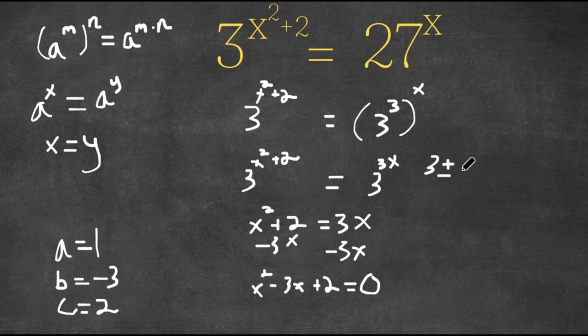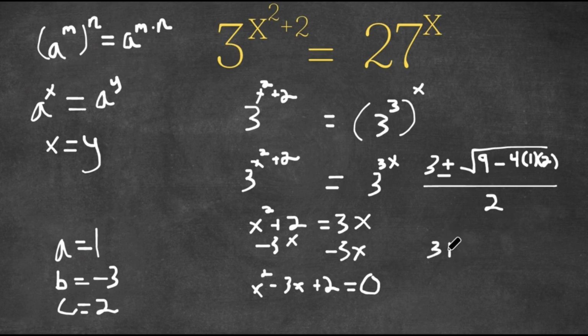So now if we plug this into the formula, we get negative b, so 3, plus or minus the square root of negative 3 squared, which is 9, minus 4 times 1 times c, which is 2. And we are dividing this by 2 times 1, which is simply 2. Now, 9 minus 4 times 2 is 8, so we have 3 plus the square root of 1, which is simply 1, over 2. And we also have 3 minus 1 over 2.